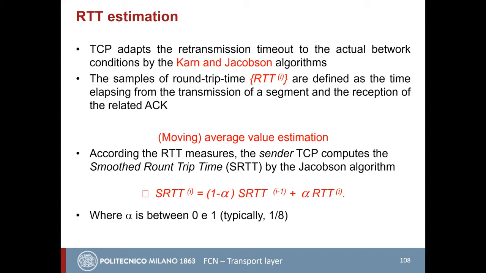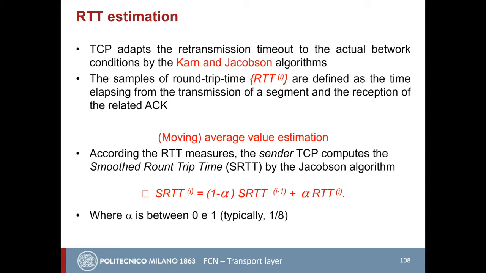It's called smooth round trip time. So the smooth round trip time, that is the estimation of the round trip time, is given by the smooth round trip time that was estimated in the previous interval, plus the last round trip time that has been measured in the last segment, and the sum is weighted by a weighting factor, this weighting factor alpha, which varies between 0 and 1.